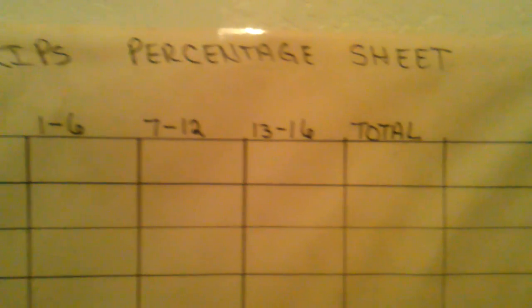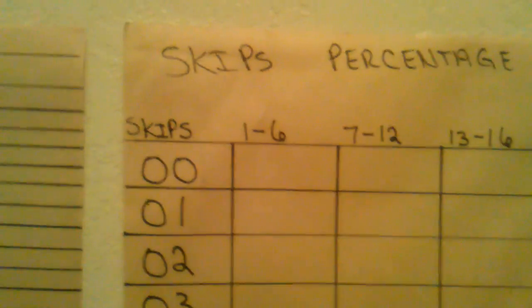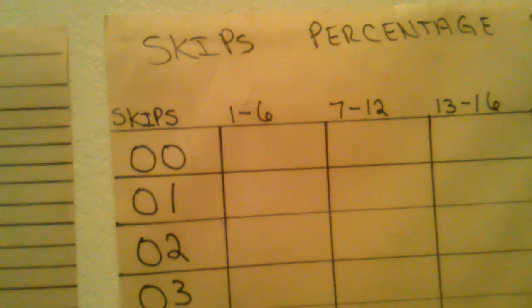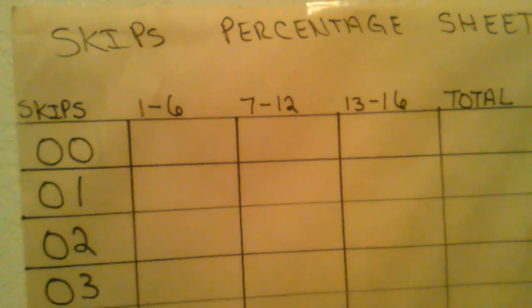Hi, this is the percentage sheet. We're going to use the percentage sheet to track the skips. We're going to track skips 0 through 30. And this is how the percentage sheet is set up.